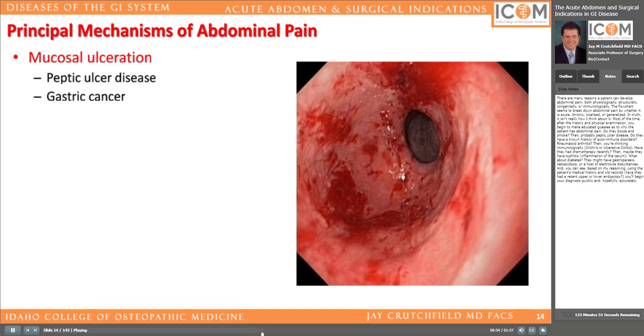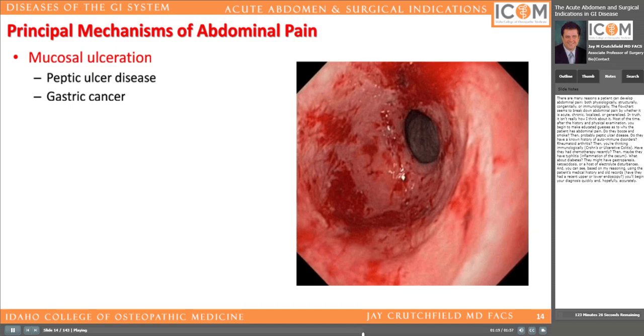What about diabetes? They might have gastroparesis, ketoacidosis, or a host of electrolyte disturbances related to their diabetes. And you can see, based on my reasoning, using the patient's medical history and old records, i.e. have they had an upper or lower endoscopy, you'll begin your diagnosis quickly and hopefully timely and accurately.